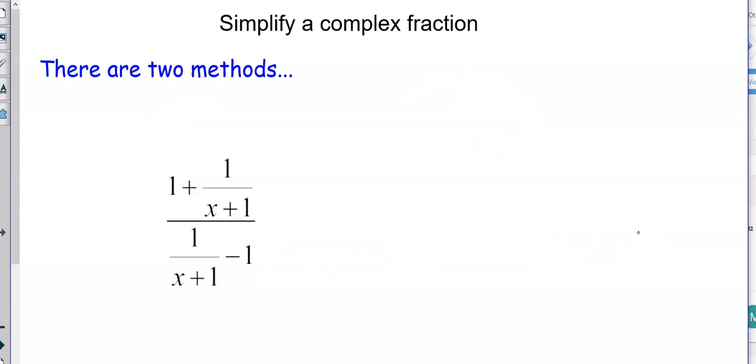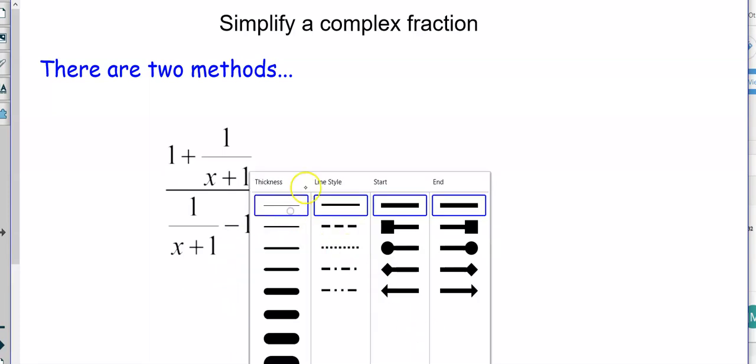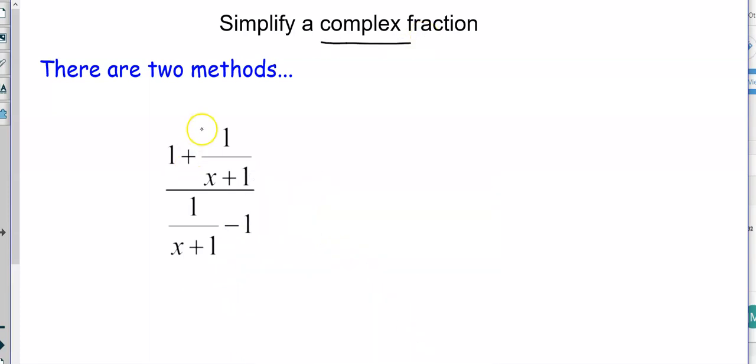Okay, this is a pretty tough problem here. So this is called a complex fraction. The reason it's called a complex fraction is because, well, it's kind of complex. It's like a fraction within a fraction. You got a fraction in the numerator. That's one big fraction. That's the division bar. In the denominator, you also have a fraction. So it's a fraction inside of a fraction there. So it's complex, and it is kind of complex.